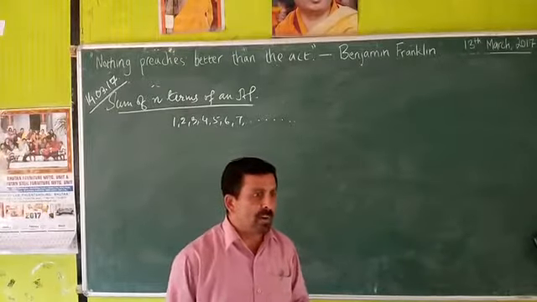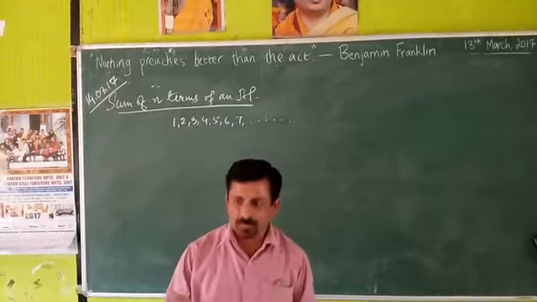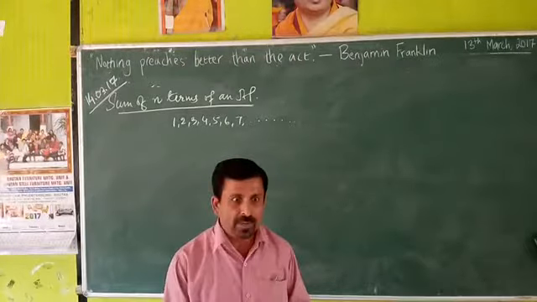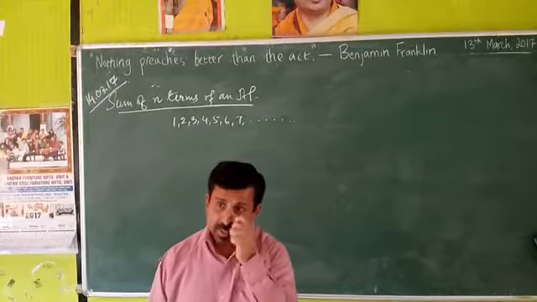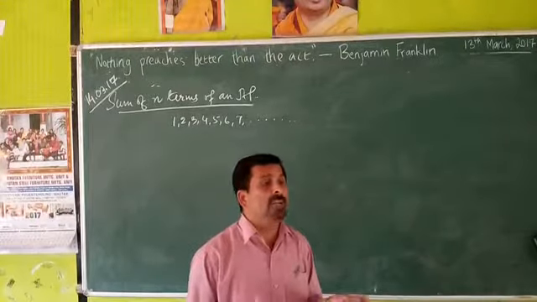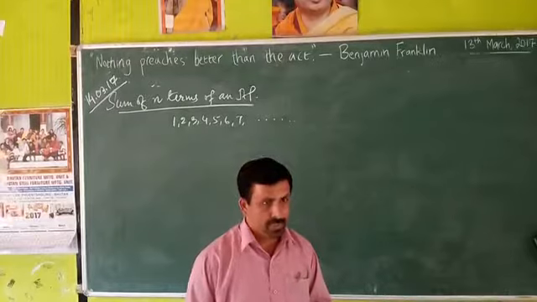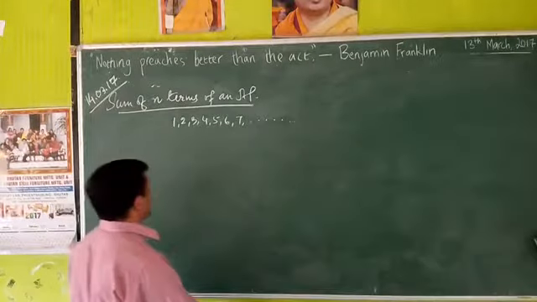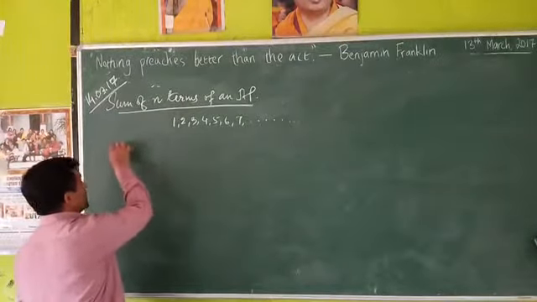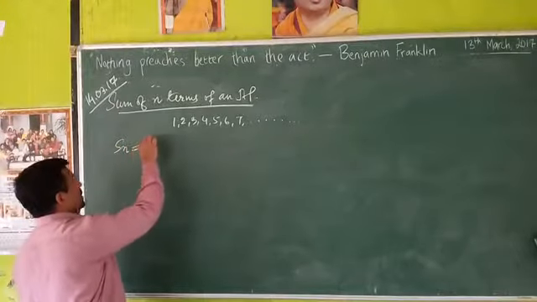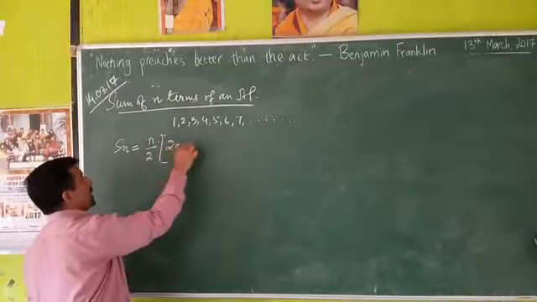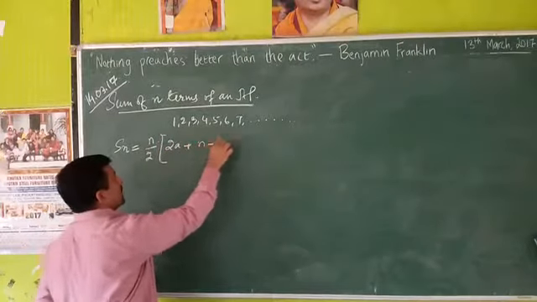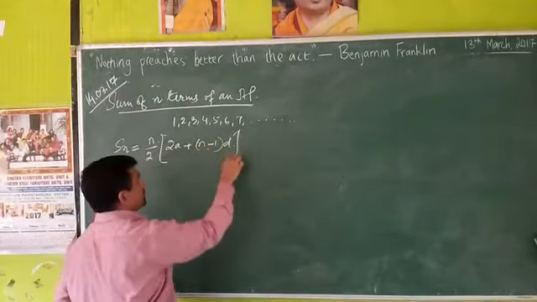But is this what we are learning in mathematics? We need to have some shortcut method of finding this sum. Today we are going to learn a shortcut method of finding the sum of n terms of a series. For that we have a formula. That formula is Sn is equal to n over 2 into 2a plus n minus 1 into d.